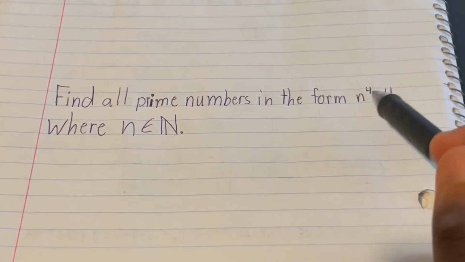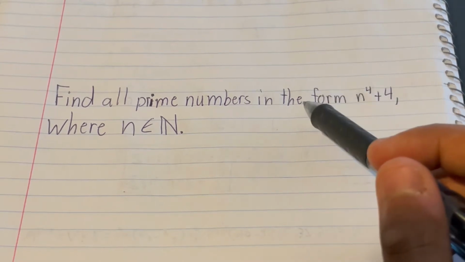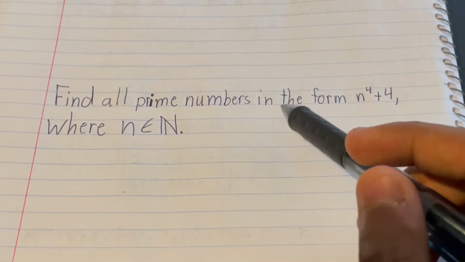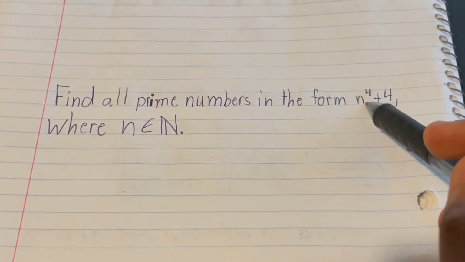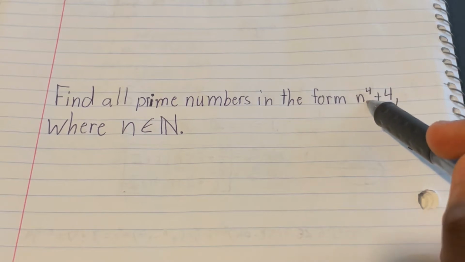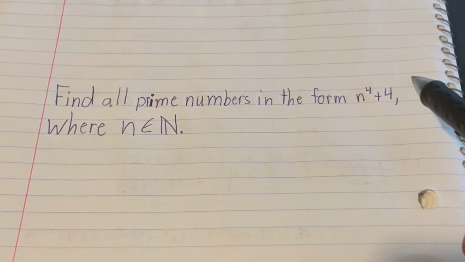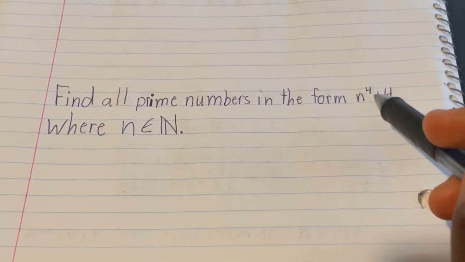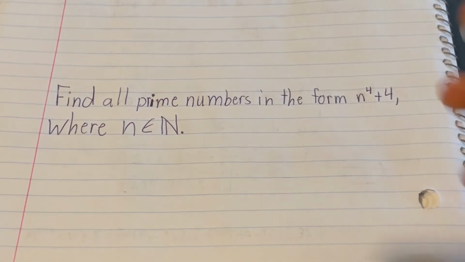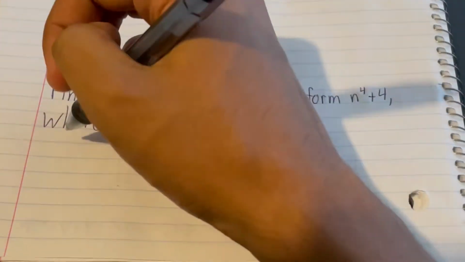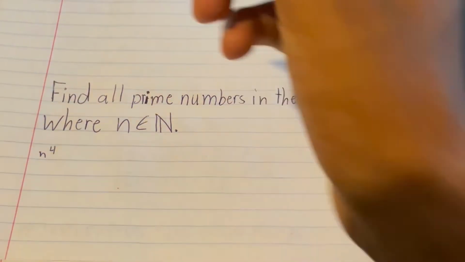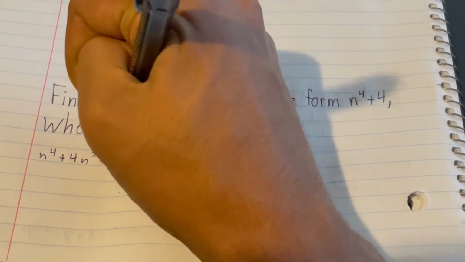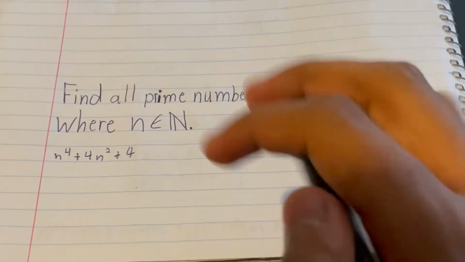If we can factor this in a way where it can show us, when plugging in a certain natural number, whether it will give us a prime or not, that will be really helpful. So we have to find out how to factor n to the fourth plus 4. And the way that you can factor expressions like these, where at first it seems unfactorable, is to introduce a new term. So for instance, if we introduce a plus 4n squared, then suddenly this expression becomes factorable.